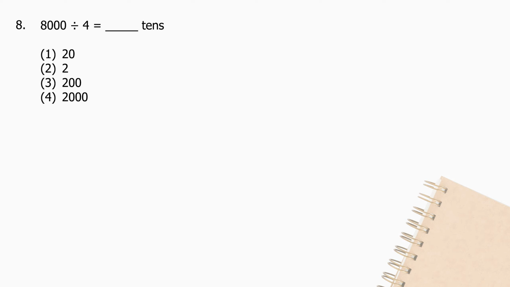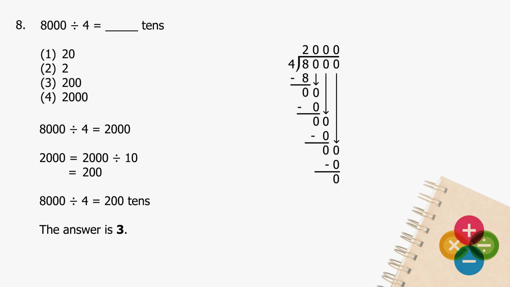Question 8. Divide 8,000 by 4, and it is equal to missing number, tens. Divide 8,000 by 4, and the quotient is 2,000. 2,000 is equal to divide 2,000 by 10, and the quotient is 200. Divide 8,000 by 4, and the quotient is 200 tens. The answer is 4.